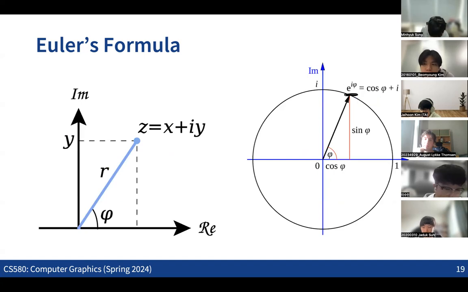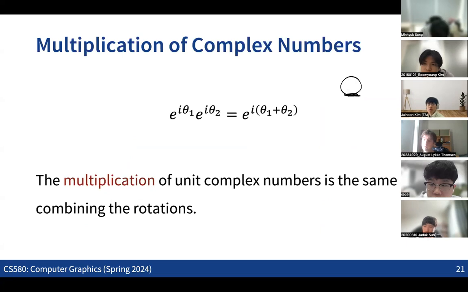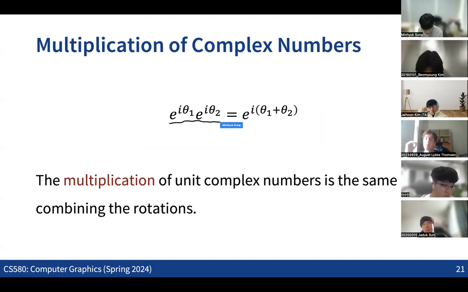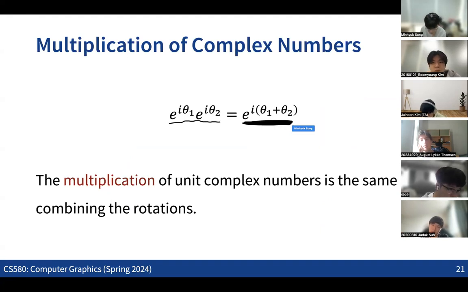Also, if we multiply two of these exponential forms, that becomes the combination of the 2D rotations, right? As we can see here, if we multiply unit complex numbers, we get another complex number, which is also a unit complex number and also represents the combination of the 2D rotations, because that results in adding the two rotation angles.